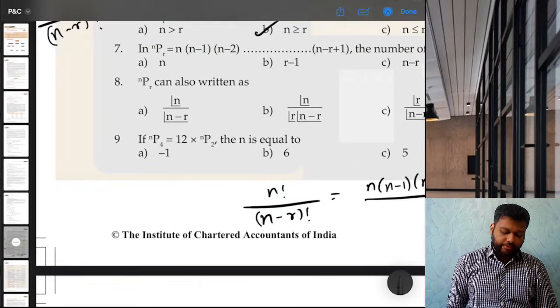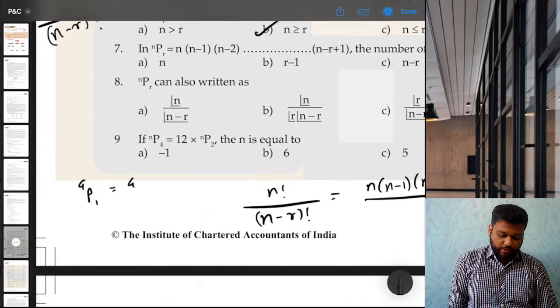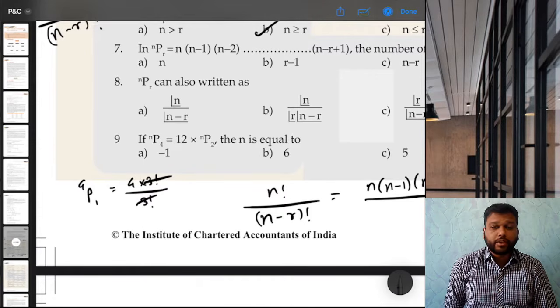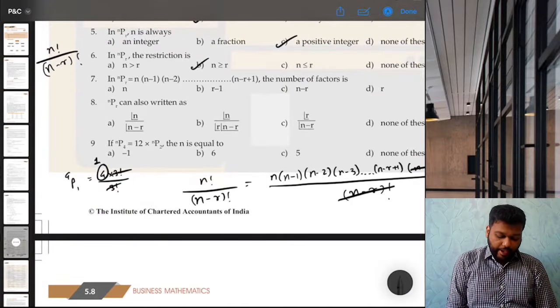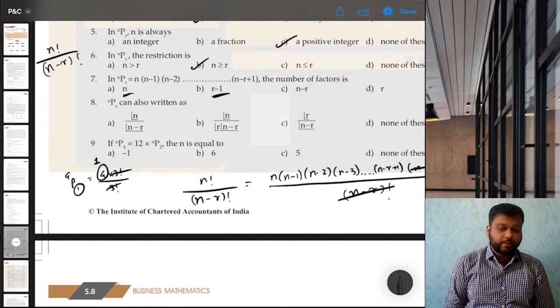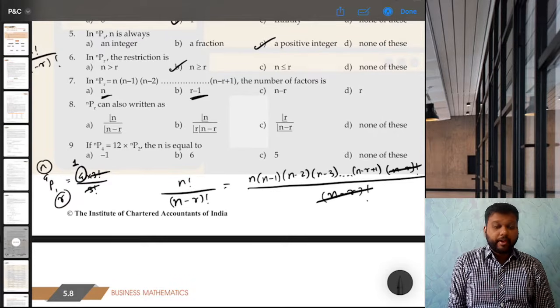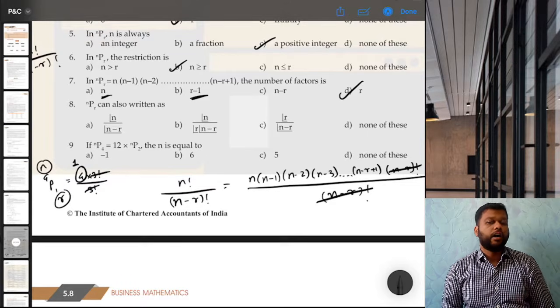So let's say we take nPr as 4P1. That will be 4 into 3 factorial upon 4 minus 1, which is 3 factorial. So you are cancelling this, and only one term is left. That means n is 4, so that is not the answer. r minus 1 is 1 minus 1, that is 0, that is not the answer. See, our n is 4 and r is 1, right? n minus r, 4 minus 1, 3, that is also not the answer. So D is the correct answer.